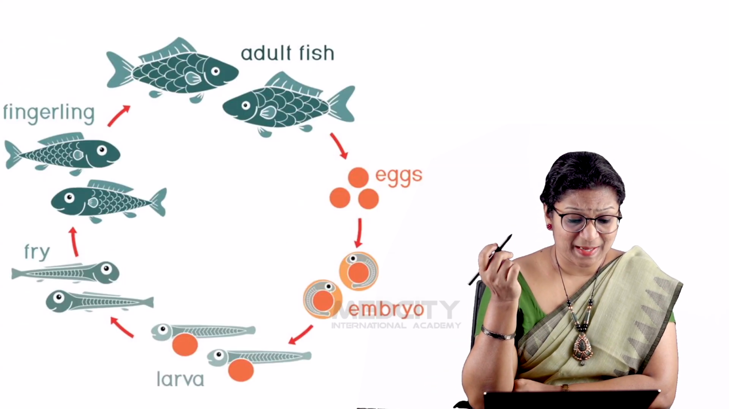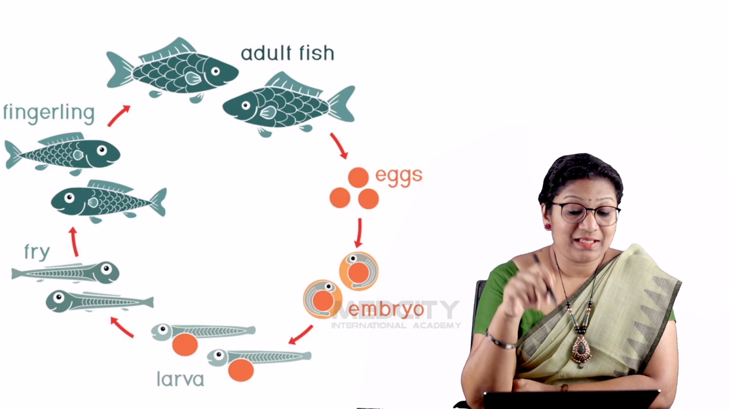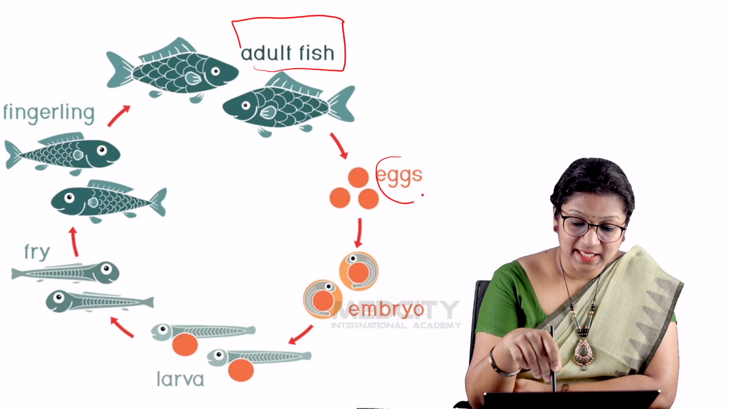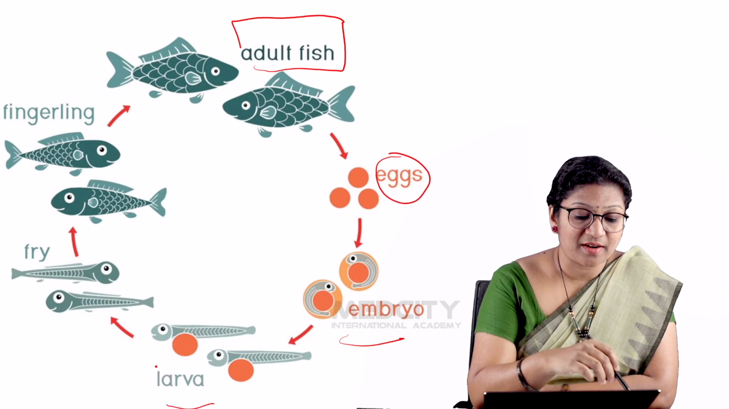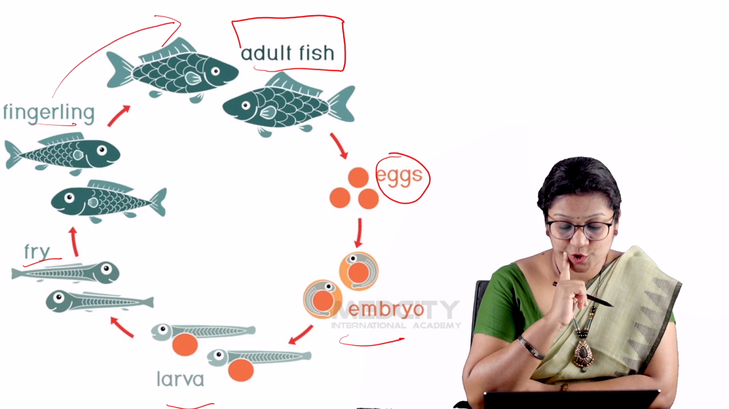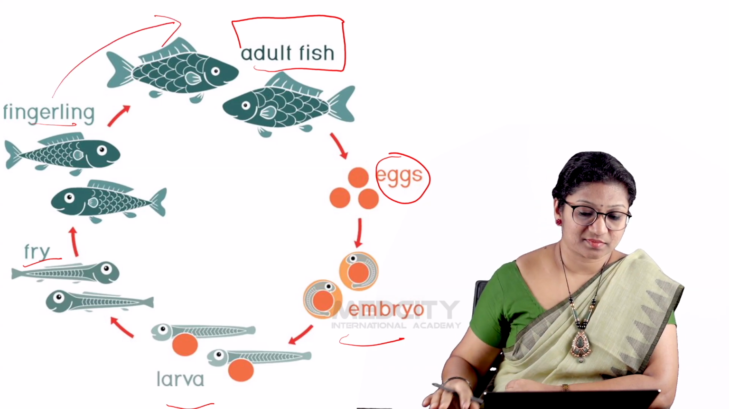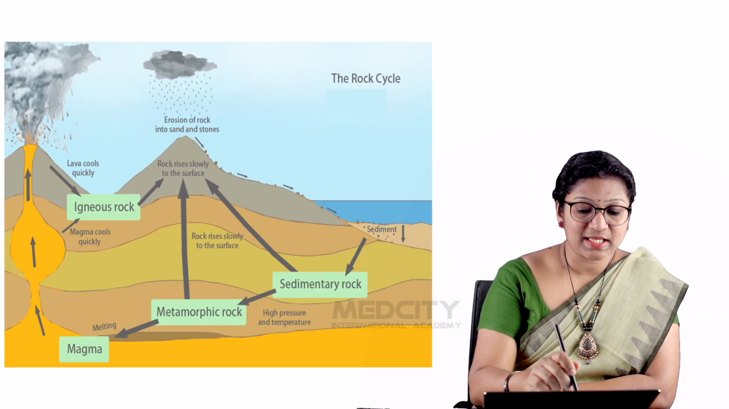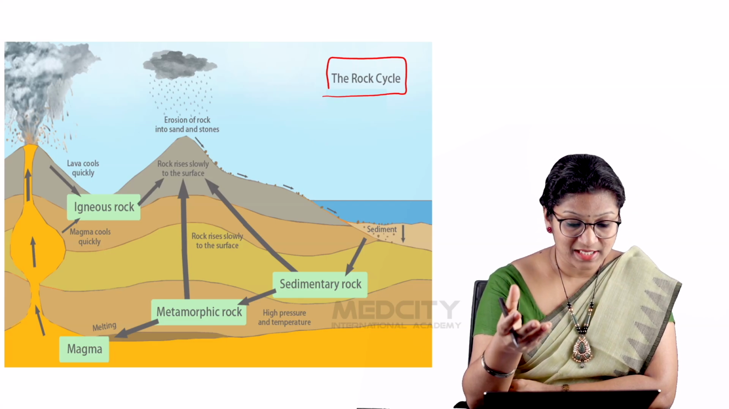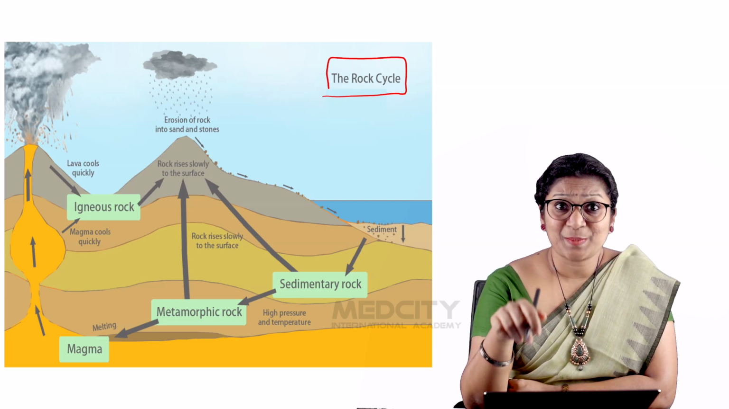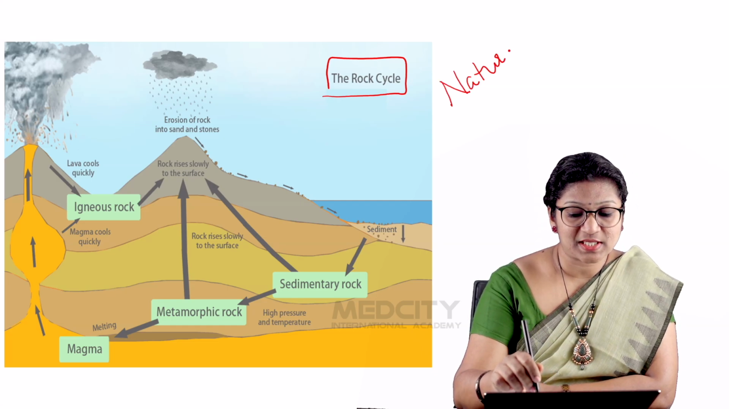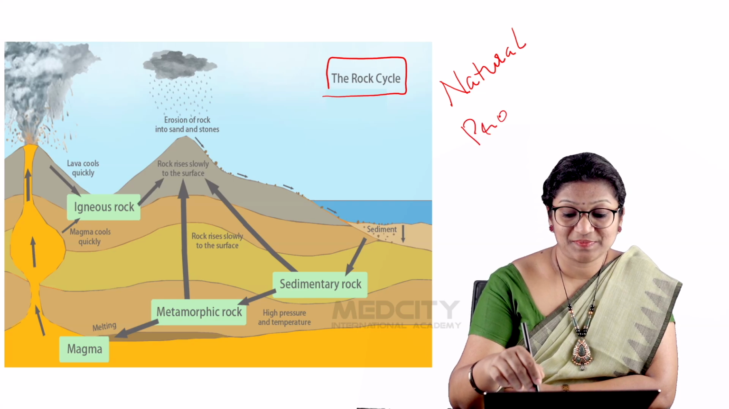Wow, this is another example. Well, we understand that this is the life cycle of an adult fish. It begins with the eggs, goes on to embryo, larva, fry, fingerling stage, and then to the adult stage. Great. What about this question? It says the rock cycle. So it does not involve life as such, but it is a process. So this is an example of a natural process like the rock cycle.